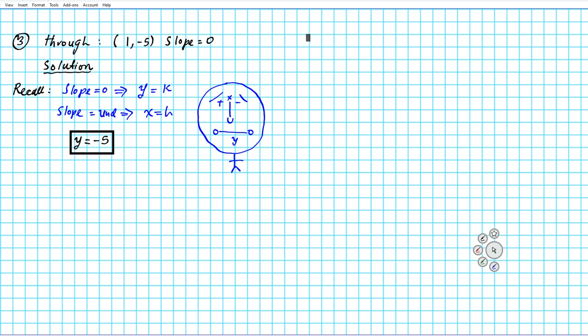So for number 4, let's say that the line goes through the point -1/2 and 3, and you have a slope that is undefined. Alrighty, so what's this one going to be? Slope that is undefined.